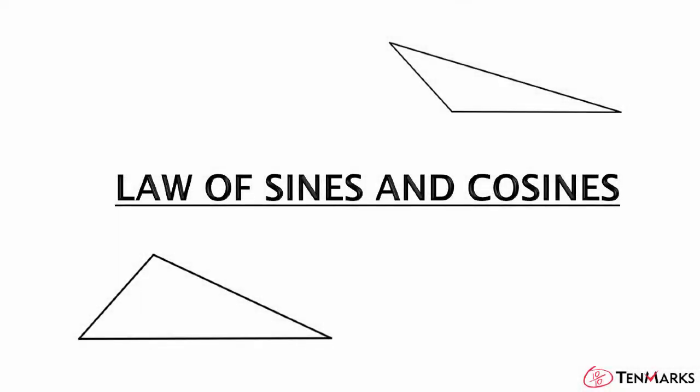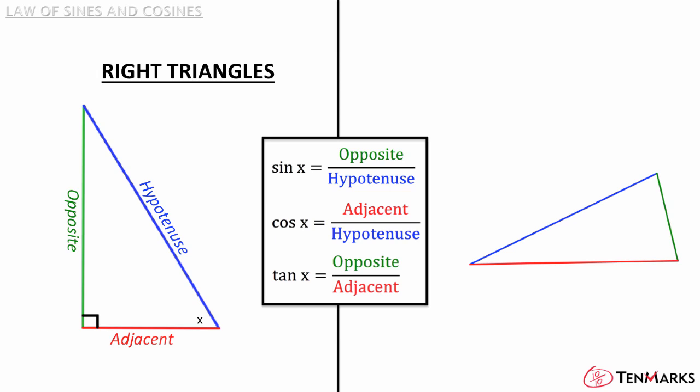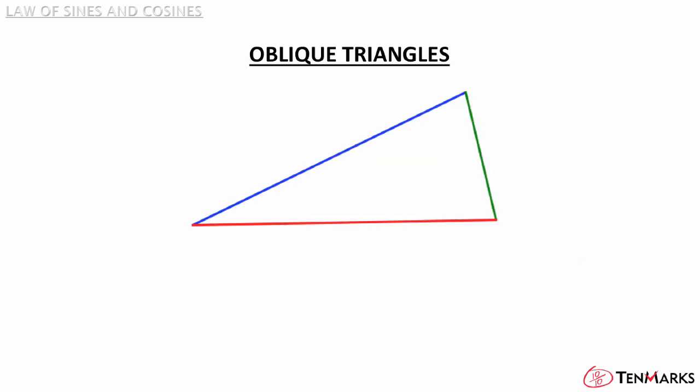This video will introduce you to the law of sines and cosines. The trigonometric ratios of sine, cosine, and tangent are all important when you want to solve for missing angles or sides of a right triangle. But what about the triangle that is not right? These are called oblique triangles. Unfortunately, the ratios that worked for right triangles do not work for oblique triangles. Luckily, you can still use trigonometry to solve the triangle, but you need to use different formulas.